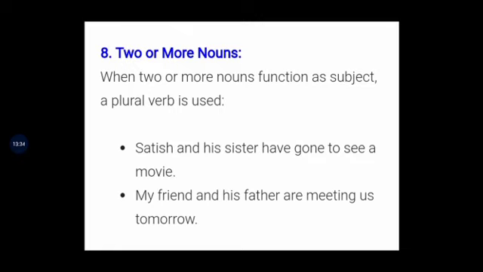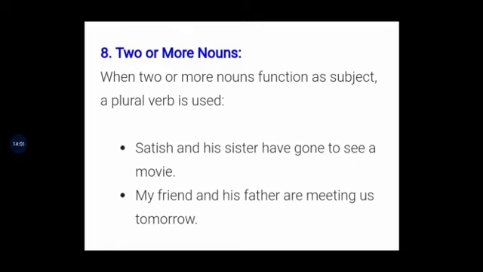Two or more nouns. Rule number 8, two or more nouns. When two or more nouns function as a subject, a plural verb is used. Whenever in a sentence two or more than two nouns function as a subject, we take the plural form of the verb. Satish and his sister have gone to see a movie.